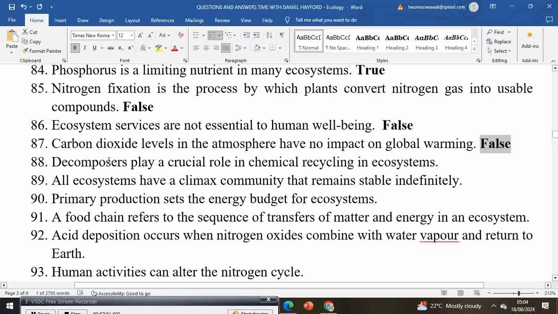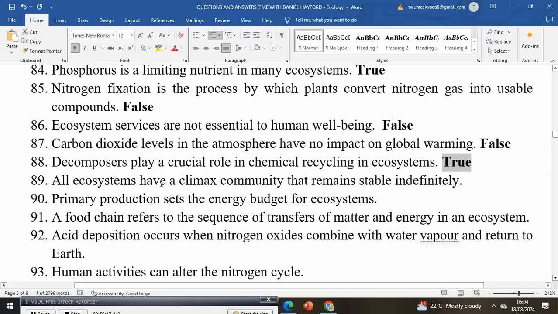Now the next one is decomposers play a crucial role in chemical recycling in ecosystems. Is this statement true or false? 88. It is true.